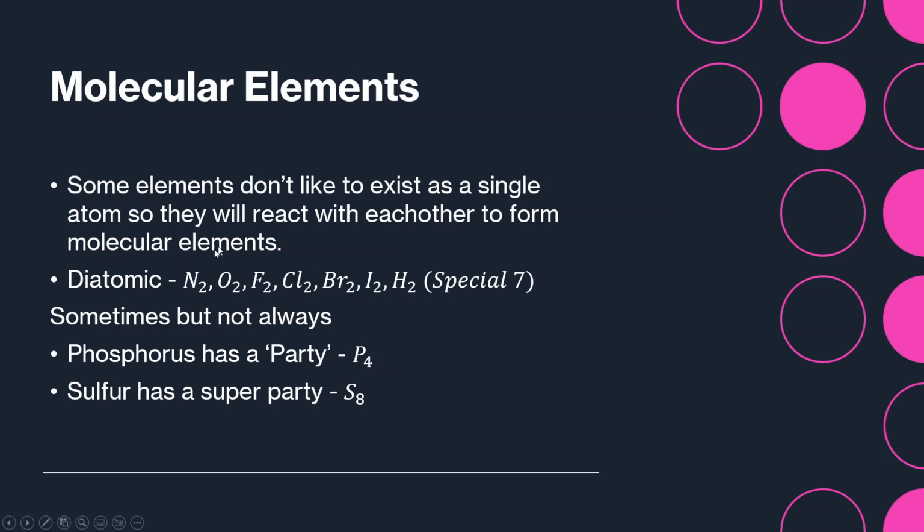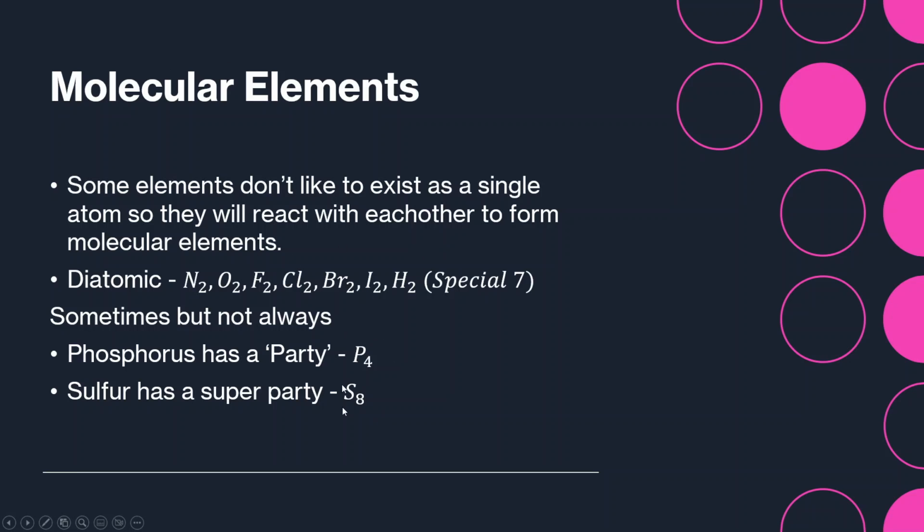Basically, all of these like to form a complex of 2. So N2, O2, F2, Cl2, Br2, I2, and H2. Sometimes we call these the special 7. Basically, if you look at the periodic table, they form a 7 on the periodic table, except for hydrogen, which is kind of hanging out on its own. But you do have to have these memorized.